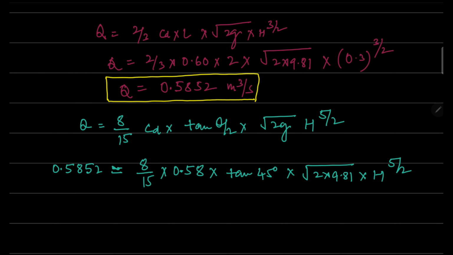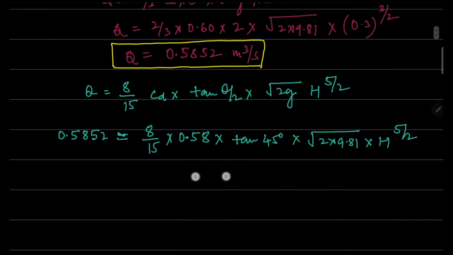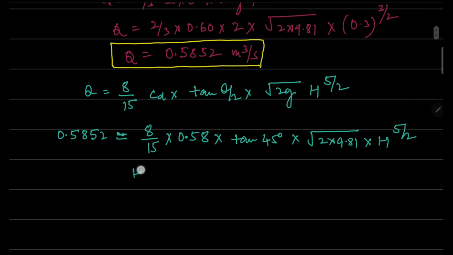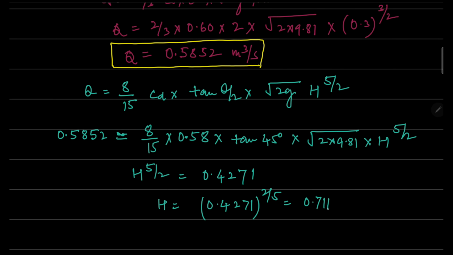This h value is unknown to us. So h raised to the power 5/2 is equal to 0.4271. So h is equal to 0.4271 raised to the power 2/5. That is 0.711 meter. So that is our answer.